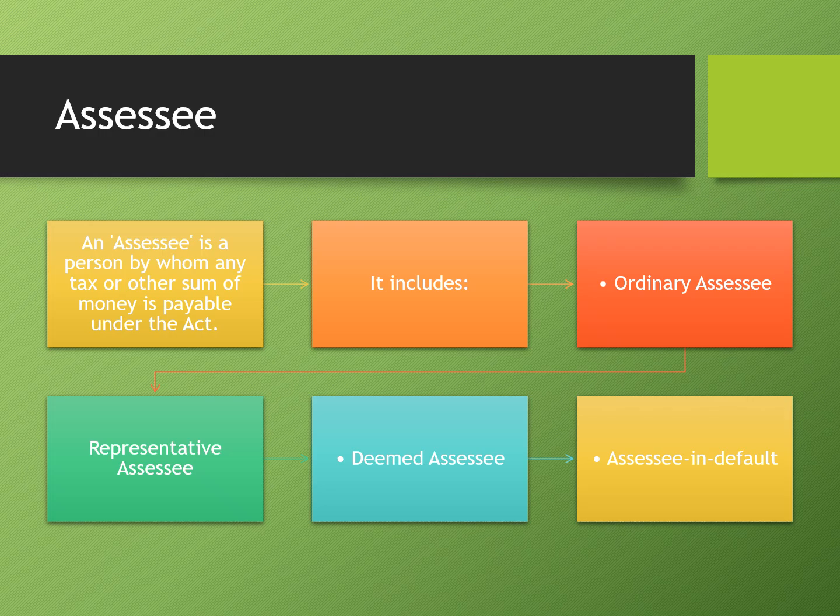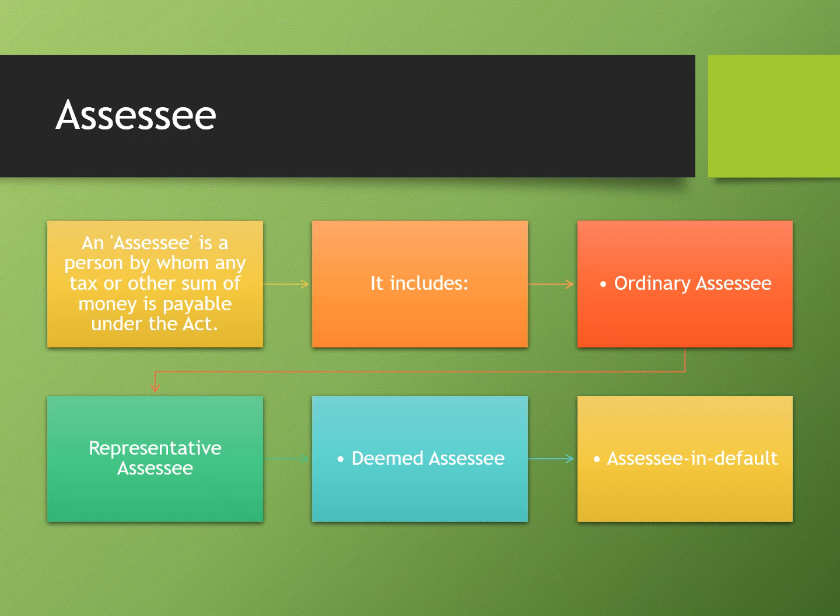Who is a representative assessee or deemed assessee? For example, we can say the guardian of a minor or a lunatic. In case of a minor or lunatic, the guardian will be the representative assessee. And for example, if there is an agent for a non-resident Indian, then that agent will be treated as a deemed assessee for that NRI. So, representative assessee and deemed assessee are also considered as an assessee in India.